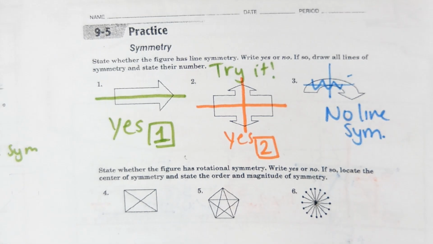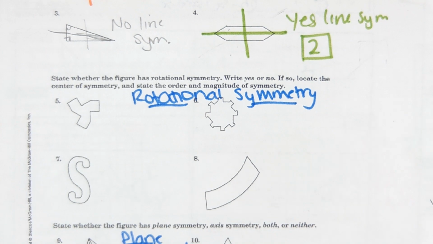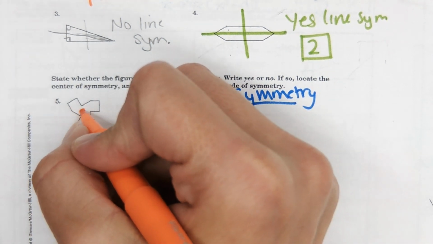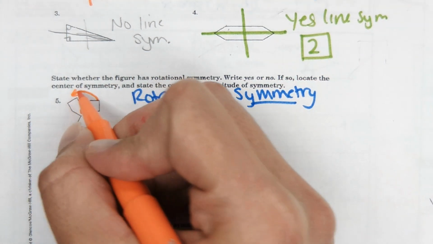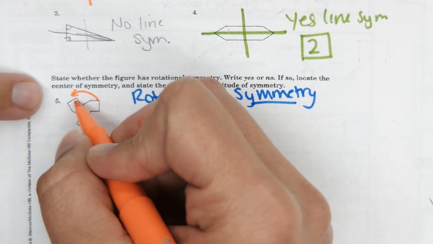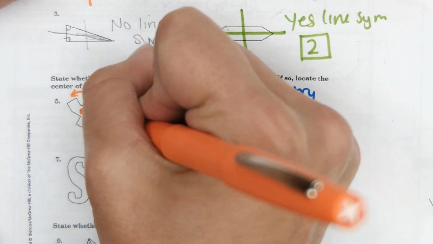Okay, next is something you probably haven't seen before called rotational symmetry. Rotational symmetry is whether you can rotate the shape from a center and rotate it onto itself without rotating it 360 degrees. So this shape, we could rotate it just one turn here and it would land on itself. So this would be yes to rotational symmetry.